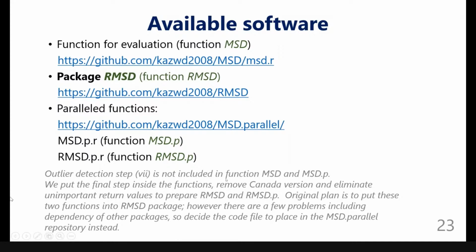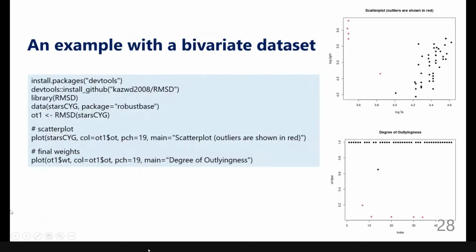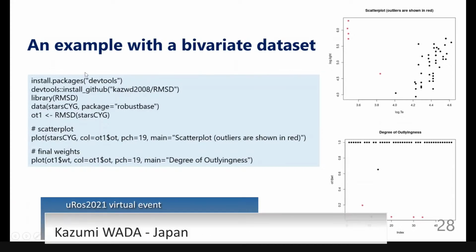And lastly, I would like to briefly introduce the usage of function RMSD, I mean the single core function in the package. It's quite easy to use. I just incorporated the final outlier detection step inside the function and removed unnecessary intermediate values.